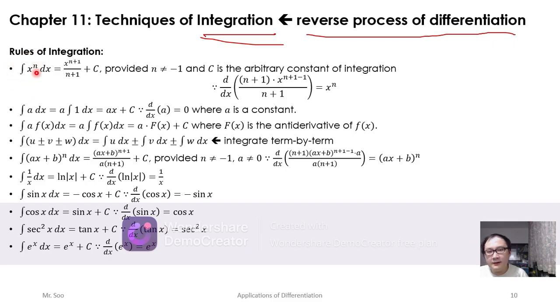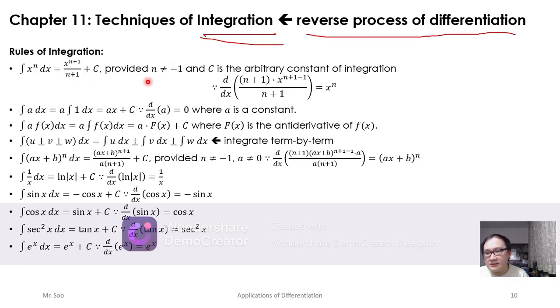So for integration, how do you integrate a value raised to the power of n? Basically you increase the power by 1 and you divide by the new power, so x to the n plus 1 divided by n plus 1. Then for integration, there is always a plus c. This plus c is your arbitrary constant of integration. And there's one important thing to note: n plus 1 cannot be 0, so the value of n cannot be minus 1, because what happens if n is minus 1?